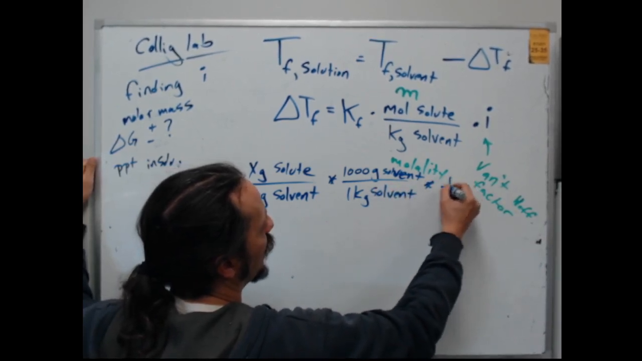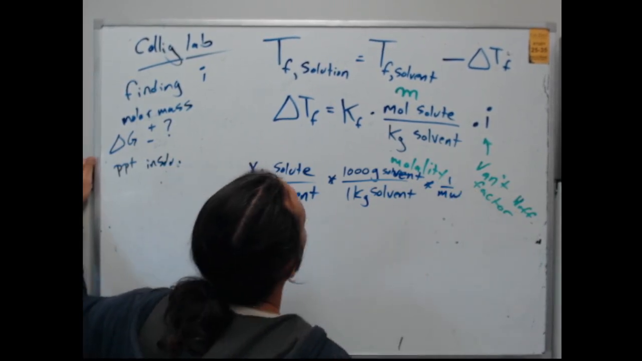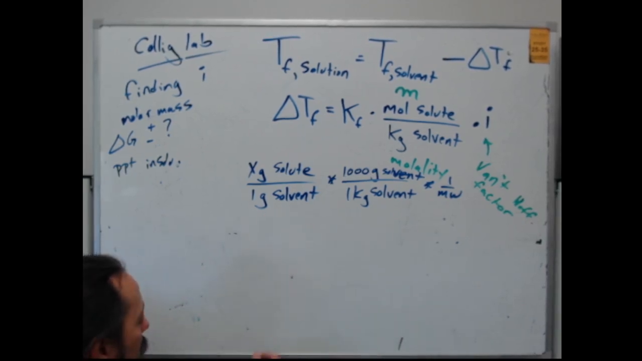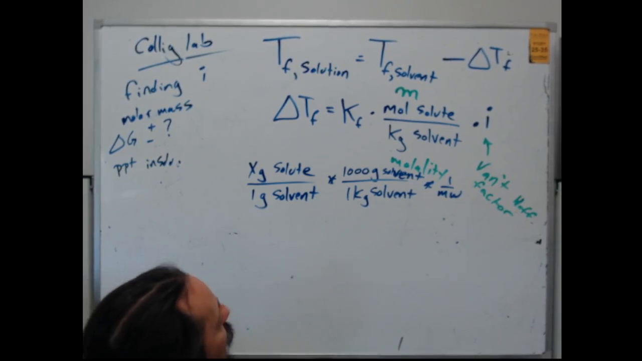And then we multiply by 1 over molecular weight. Now, I'm going to crunch this all down into one equation, because I want to demonstrate how I think about this. We've got several different questions, which to me are all the same question. So I'm going to crunch this down to one big equation and look at what happens with it.